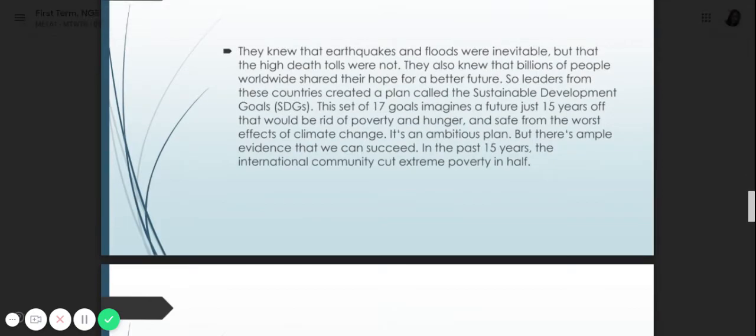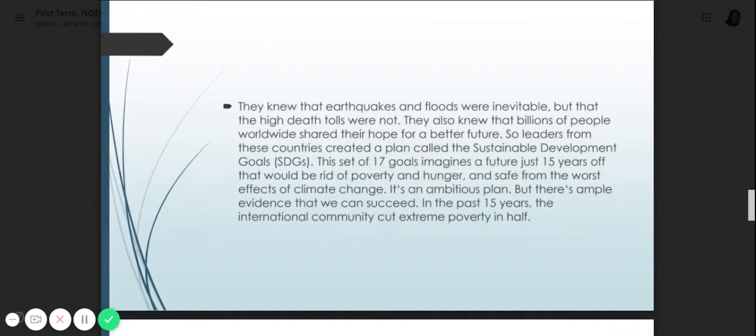So they came up with the goals. So they knew that earthquakes and floods were inevitable also, but that the high death tolls were not. They also knew that billions of people worldwide share their hope for a better future. So leaders from these countries created a plan called the Sustainable Development Goals, the SDGs. They set out 17 goals.